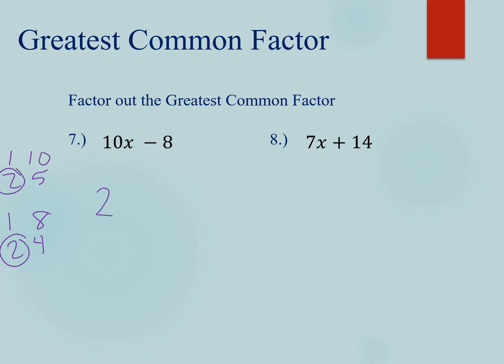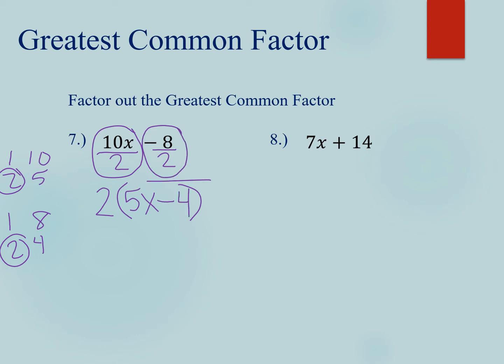So I'm going to write that down, and then I'm going to start my sets of parentheses there, and then I'm going to go up here and I'm going to divide each term by that GCF. Okay, so I'm going to take 10x divided by 2, and I get 5x. I didn't do anything with the x, so it stays there. And now we have to be careful here. I'm taking negative 8 divided by 2, and that is negative 4. Okay, so that is that final answer. That's what we're looking for. Remember that if you were to distribute this back out, so 2 times 5x, that's 10x, and 2 times negative 4, that's negative 8, I get what the original problem is.